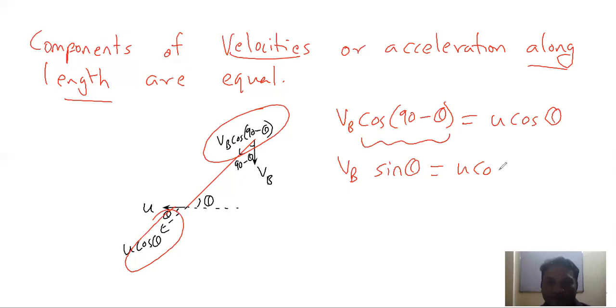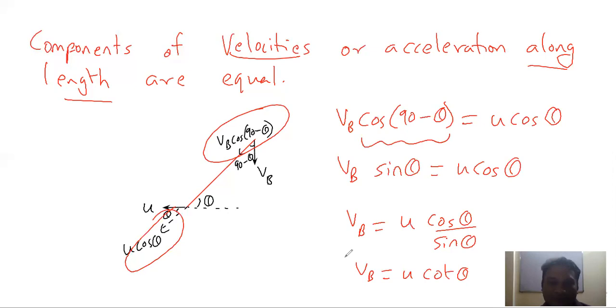So this is equal to u cos theta. So VB comes out to be u into cos theta upon sine theta. Cos theta upon sine theta is cot theta. So VB is u cot theta. So this is our relation.